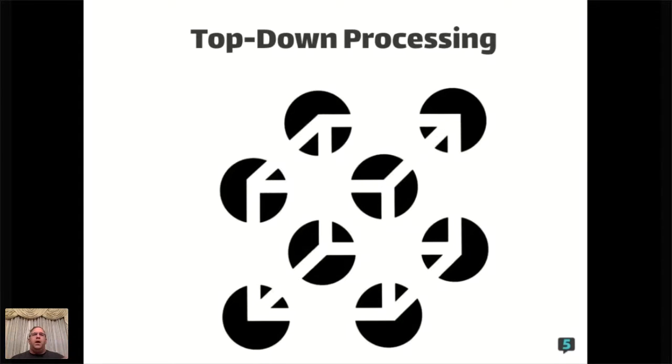Now what does that mean? We start with, in a way, the whole image, and then we break it down into individual units. We break it down into the elements that make up that particular object.